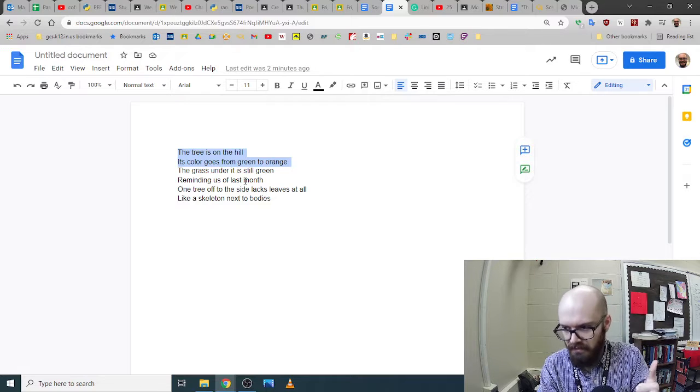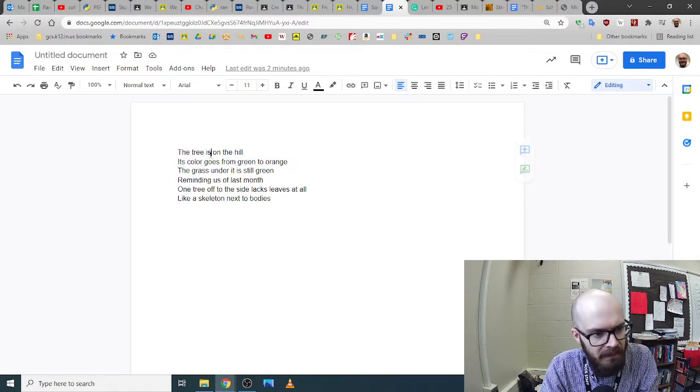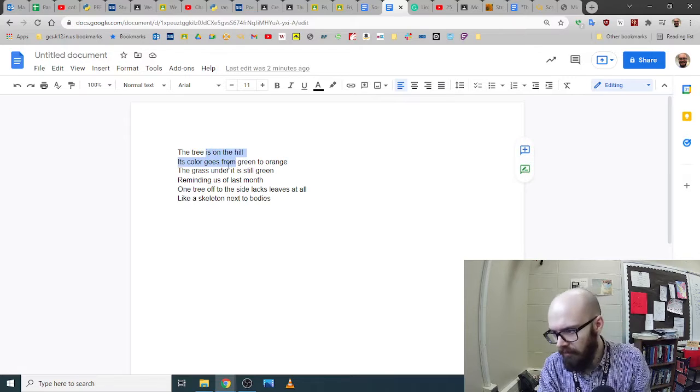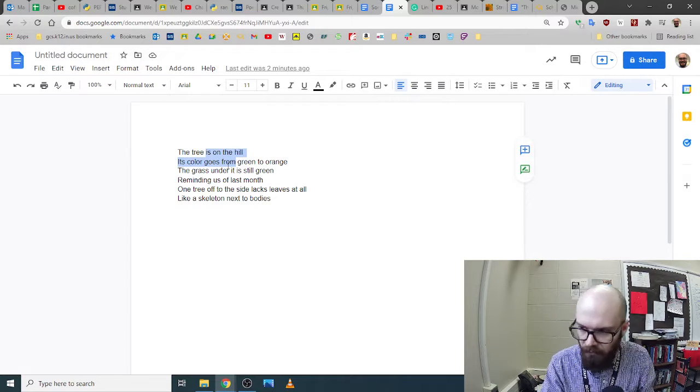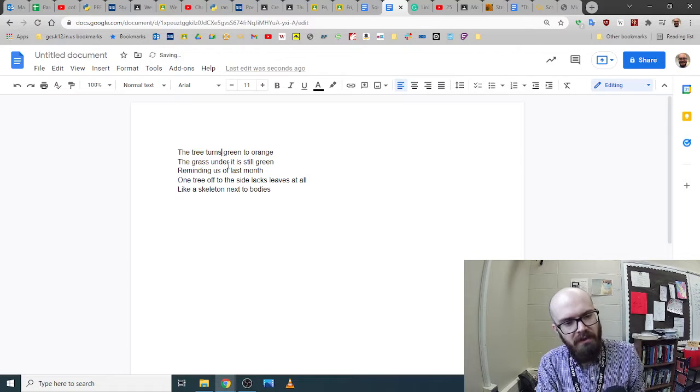They're saying, okay, there's a tree and it's changing color. And I think what I want to do is knock out all of this, take out all of this, and I'm going to put one verb instead. Okay? And I'm going to go for the alliteration again. I'm going to say turns. The tree turns green to orange.